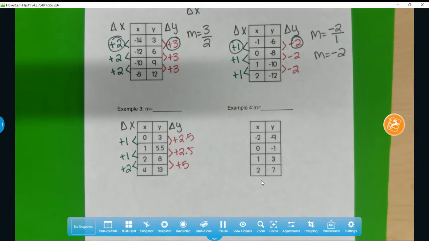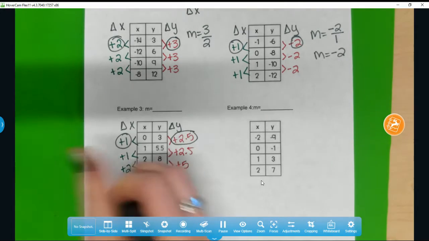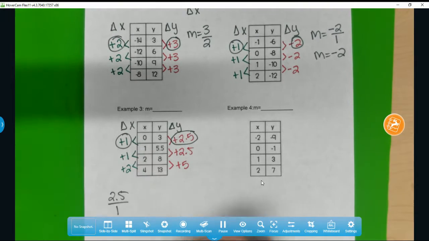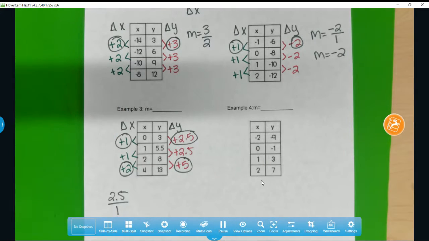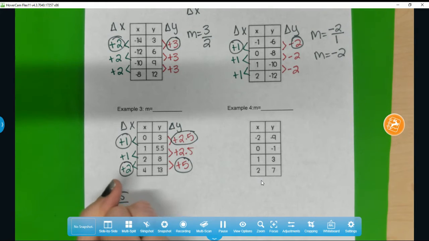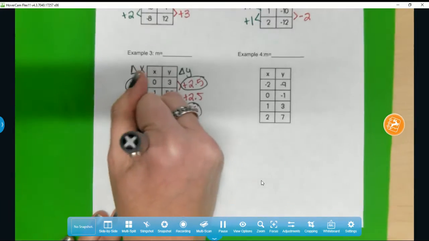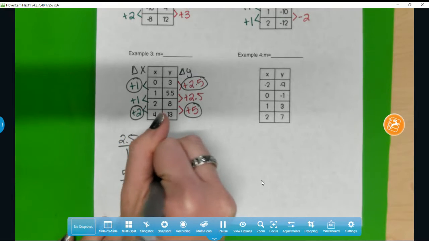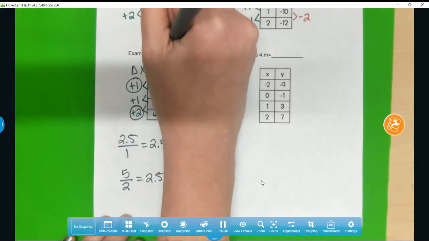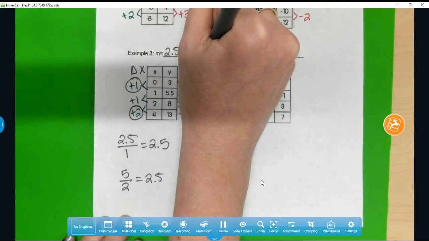Okay, so we have 2 different ones, but they should come out to the same thing. So I'm going to set up these 2 fractions. So my first one is 2.5 over 1. Then I'm going to set up the next one as 5 over 2. So when you reduce them or divide them, this should be 2.5. This should also come out to 2.5. So my slope is 2.5, or most of the time it'll be a fraction, so it'll be 5 over 2.